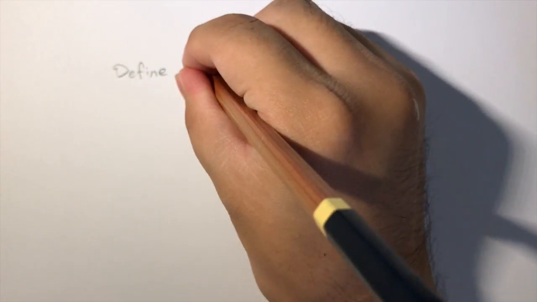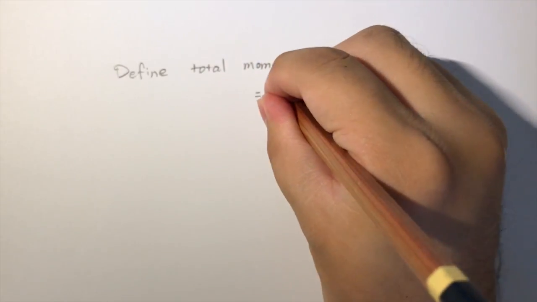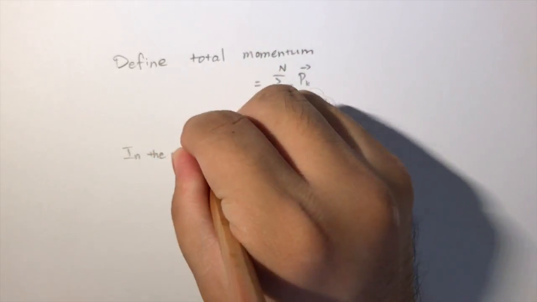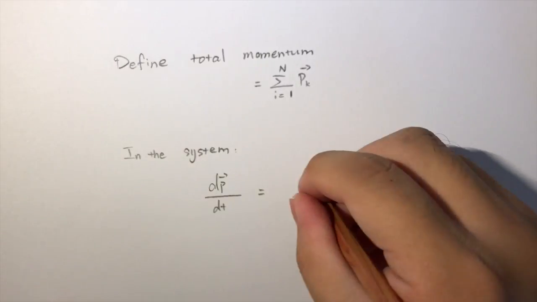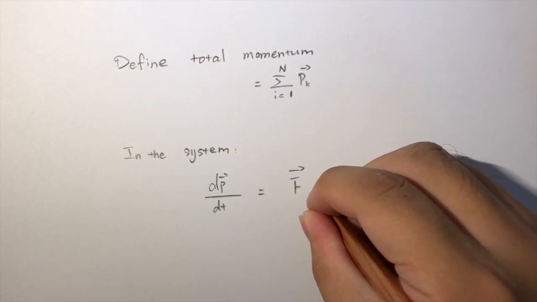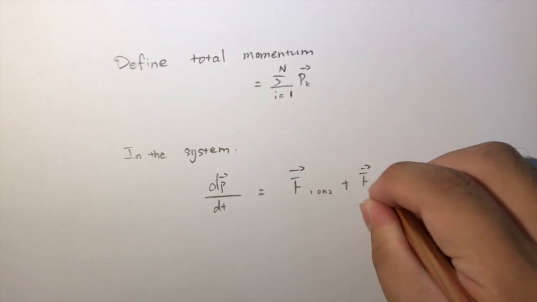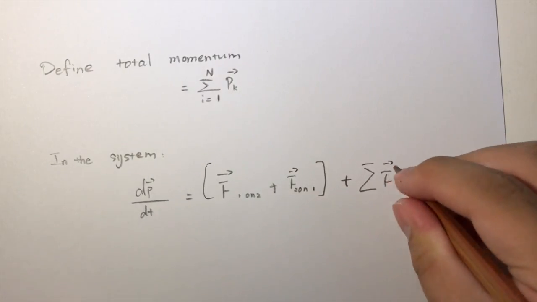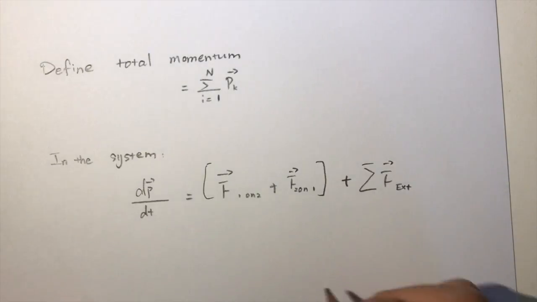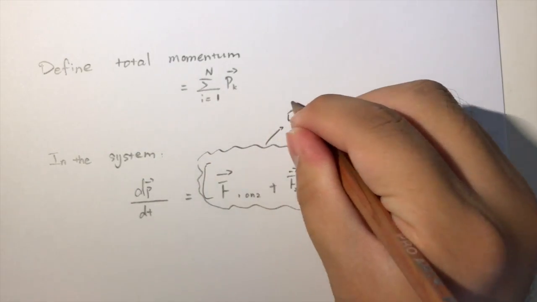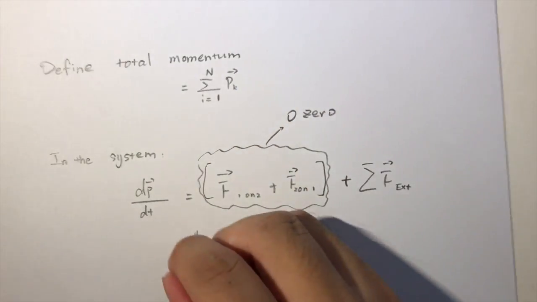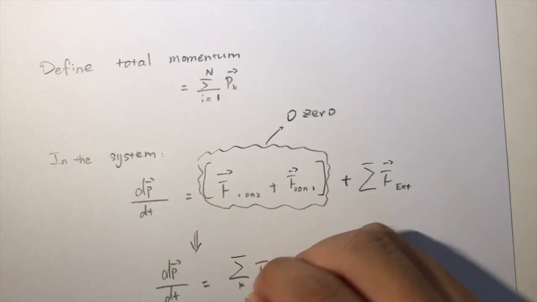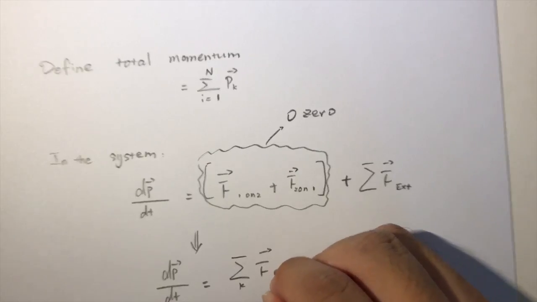We can define the total momentum as the sum from i equals 1 to n of momentum. In the system, dp over dt equals the sum of F1 on 2 and F2 on 1, plus the sum of external forces. But note that F1 on 2 and F2 on 1 sum to 0. So, the net force is the sum of external forces.